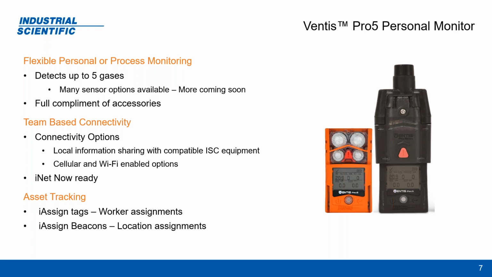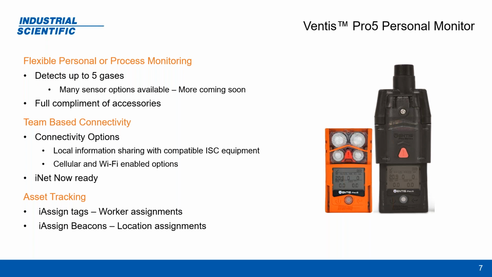As it's called, the Venus Pro 5, it can detect up to 5 gases. All your basic sensors are available for it, along with chlorine, ammonia, HCN, NO2, SO2, a few others as well. We have some infrared sensor options for it. We will soon be adding a PID and releasing a PID option for the Venus Pro. So it comes with a full complement of sensor choices and a full complement of accessories.